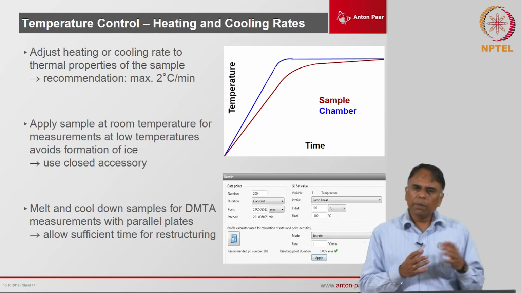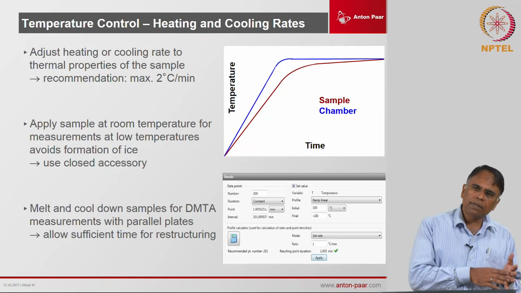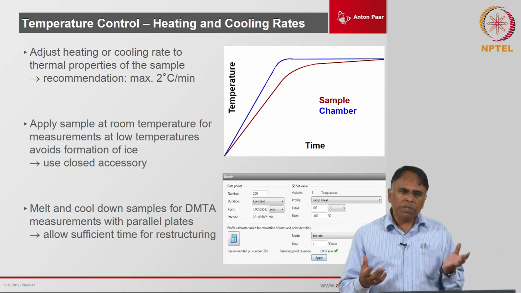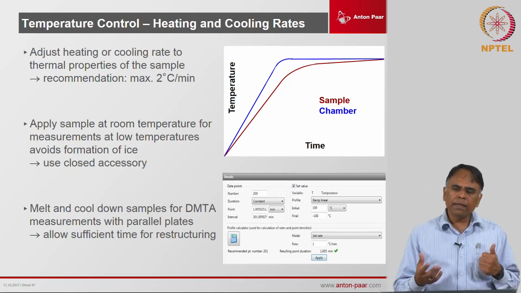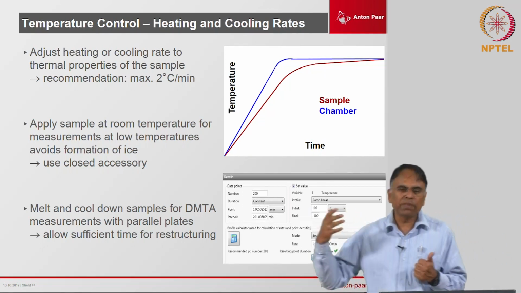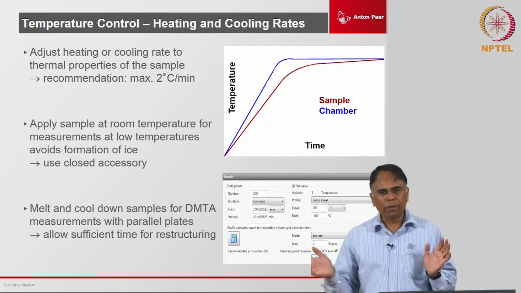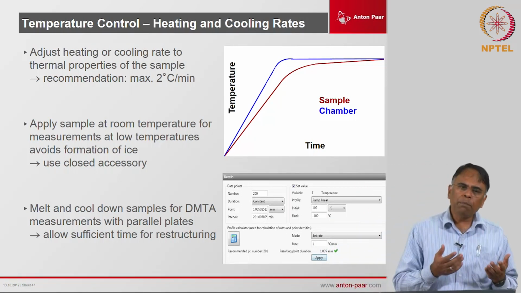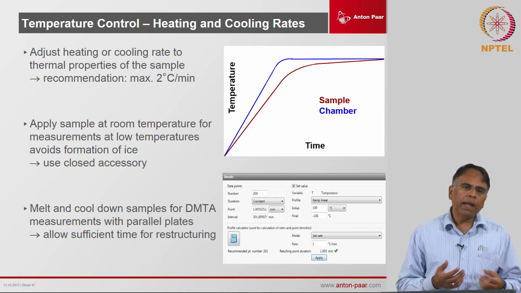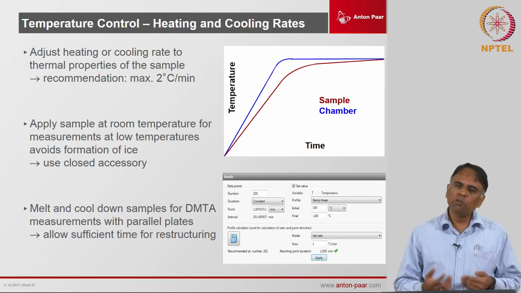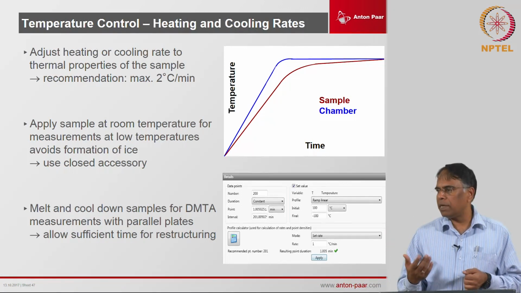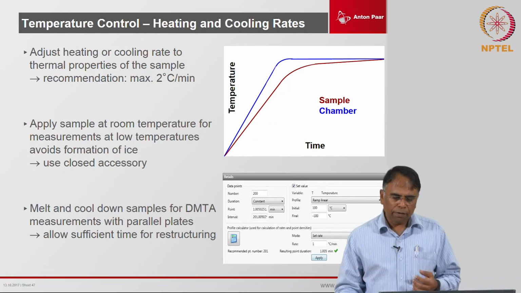So, typically if you take coaxial cylinder systems or solid fixtures, temperature rates of 1 degree, 2 degrees C per minute, a maximum of 3 degrees C per minute are good enough. Don't go higher than that, but maybe for a parallel plate like a PP08 or PP25, it may be possible to go at a higher rate of 5 degrees C per minute also. The sample can still follow that.